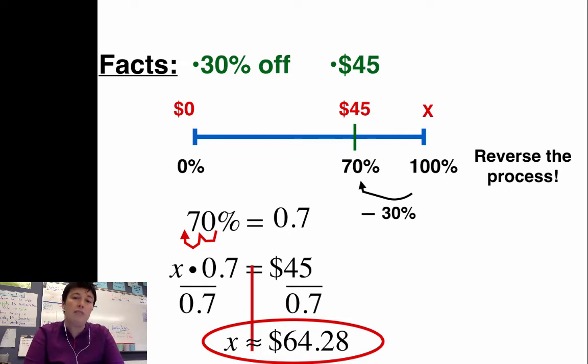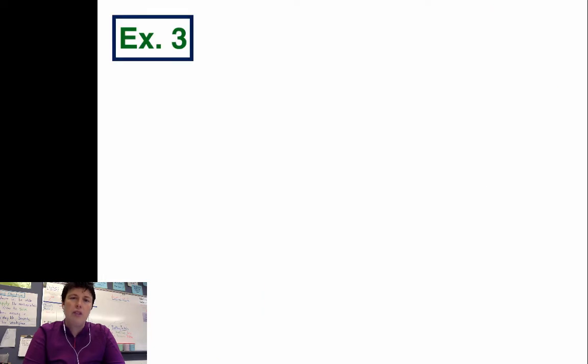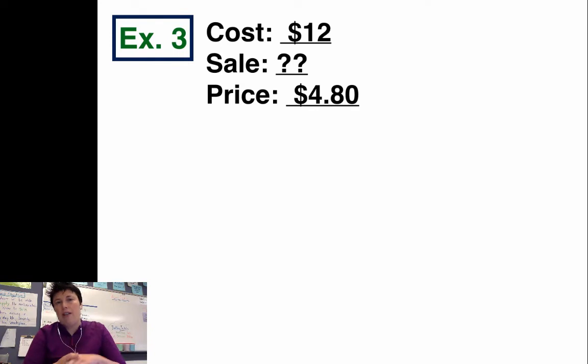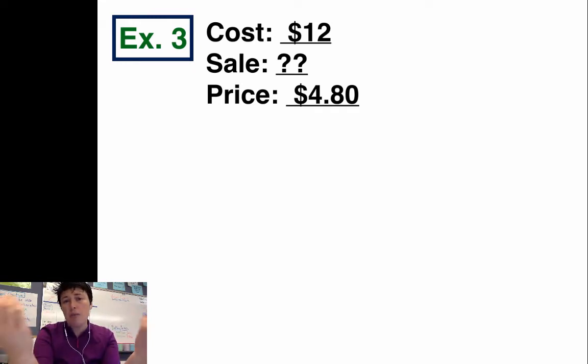So good deal there. All right, let's try one more, example 3, and let's go with these as our facts. We're buying something at the store, and the cost of the item is $12, but there's a sale, except I can't remember what the percent off is for the sale. But the price when you go to the register is you're paying $4.80, so pretty good sale. You're spending a lot less money. Let's set this up on a double number line and figure out what that percent sale is.